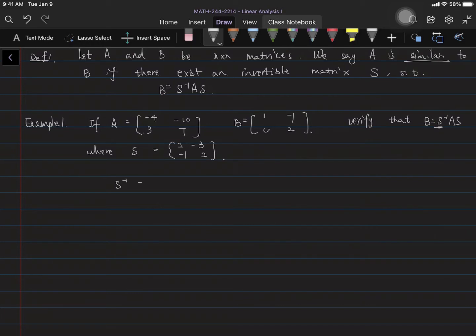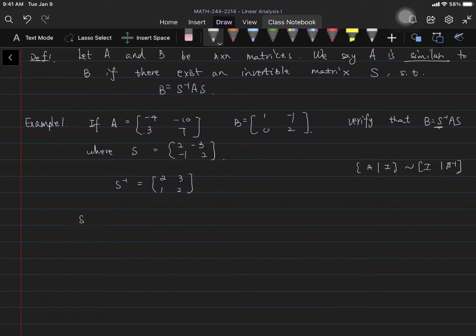For S inverse, we learned two methods, the adjoint method and the Gauss-Jordan technique, right? Gauss-Jordan means we write the matrix and I, and reduce the matrix into I, with A inverse here. This is the Gauss-Jordan technique. We skip the calculation here. 2, 3, 1, 2 is the inverse matrix for S.